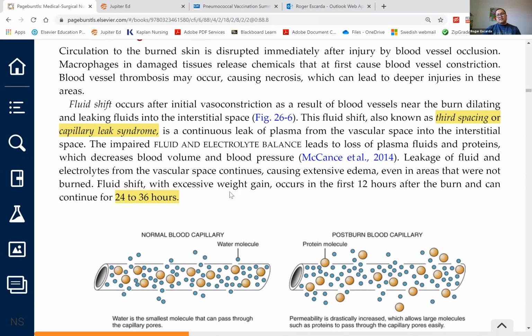The fluid is not only being lost from the body, but also lost through third spacing, meaning it's in a compartment where the body can't use it.